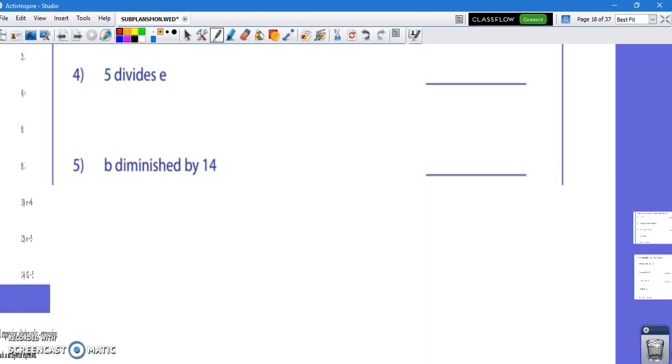I'm going to move on to the next page of homework. And this is the reason why there were 3 pages of homework given.